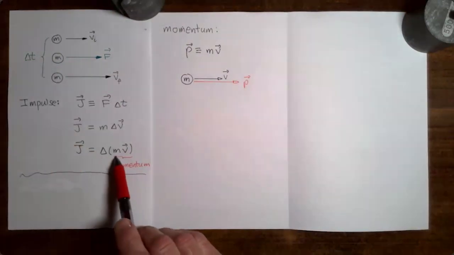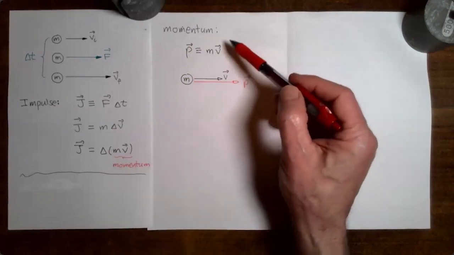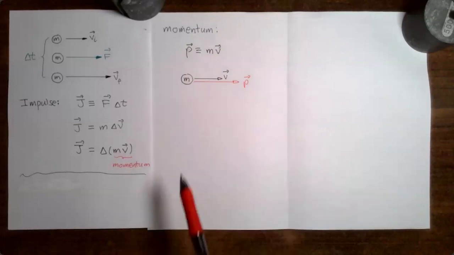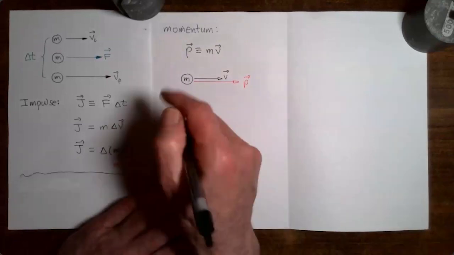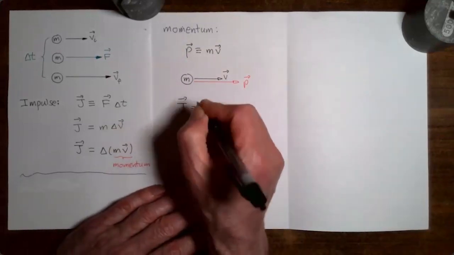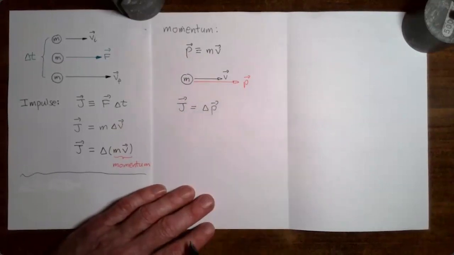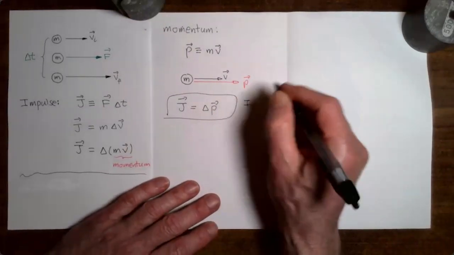So now that we have taken this quantity, mass times velocity, and given it a name, the momentum, and a symbol, p vector, we can take this result here and rewrite it. We can say that the impulse given to an object is the change in the momentum of the object. This equation here is what's called the impulse-momentum relation.